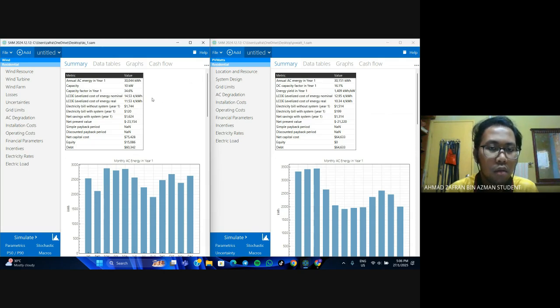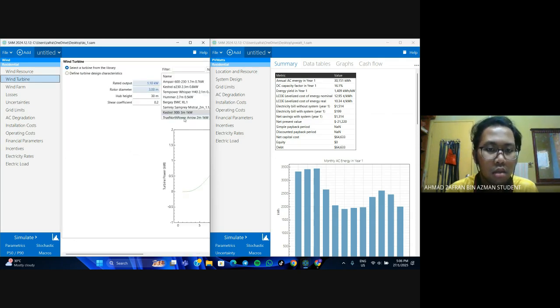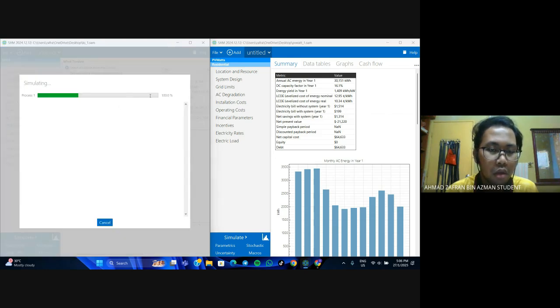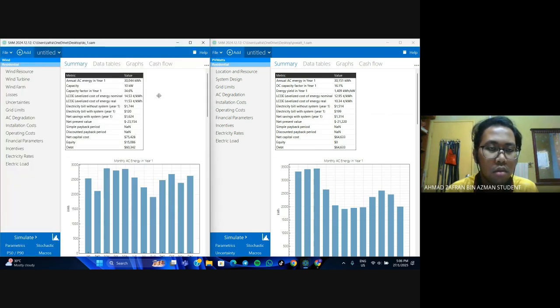So I think from here we can conclude that the turbine model here, the Chrysler 300i 3 meter, is desired to use as the turbine here to use as an electricity supplier. Then we use PV watt here.